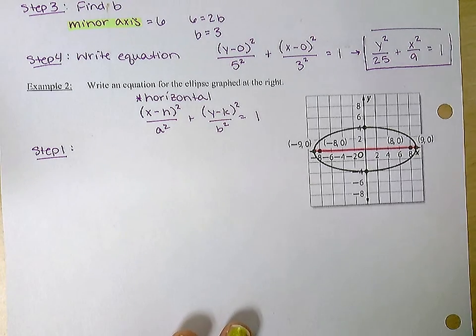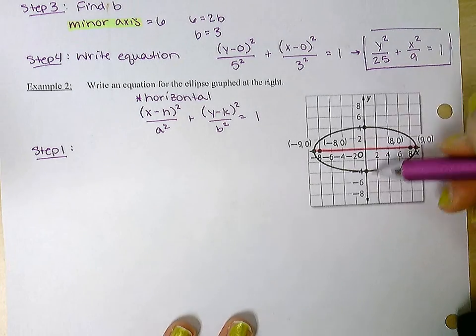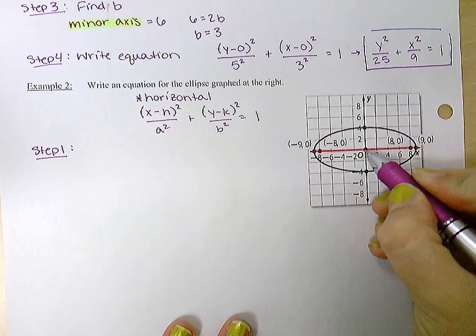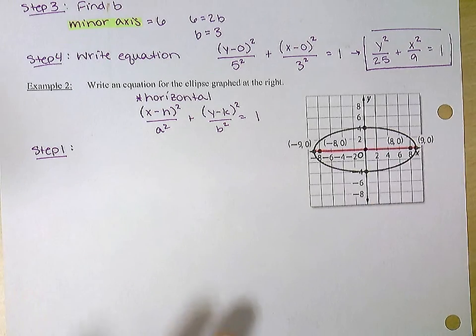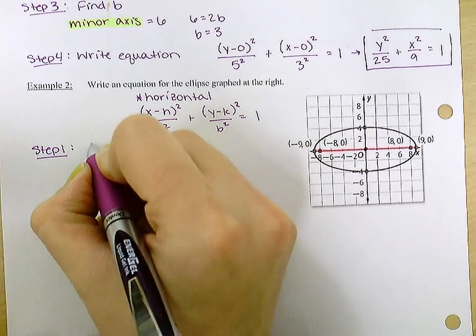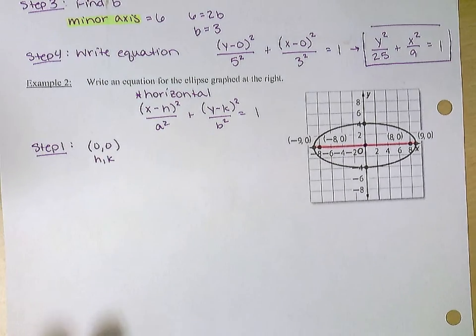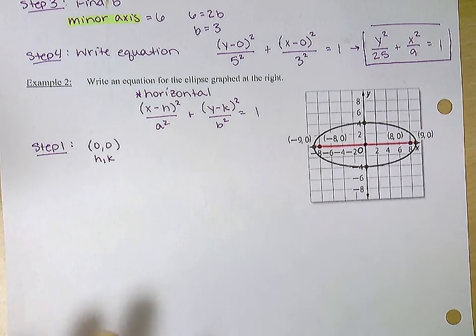Okay, so my center point is where your two axes meet, so your major axis and your minor axis. Okay, those meet at 0, 0. And that's at H and K. So we now have H and K.